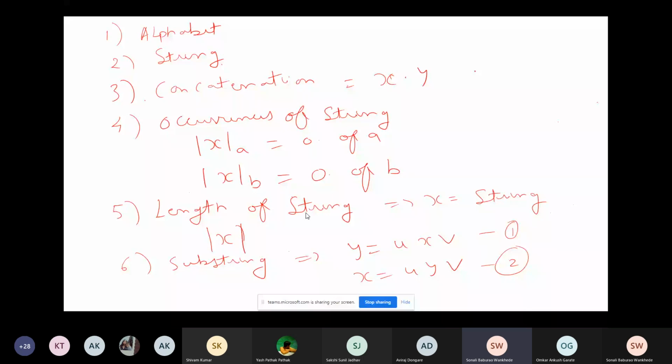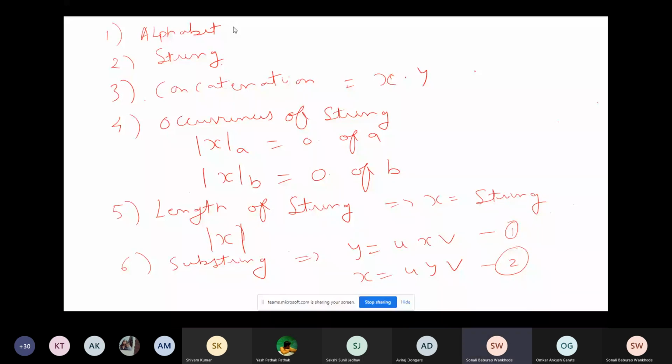Okay, guys, now there's one more important thing. Is this clear? These 6 points. Yes, ma'am. I'll also share PPTs and notes of this later on.